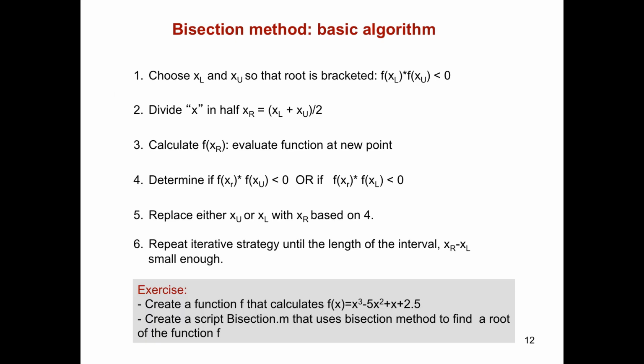The only thing that I would have to do, so basically two things, I would have to define a new function with this, and also I would have to scope what is a good bracket for this function. So I would have to plot the function, or poke around a little to find the values such that f of xu times f of xl is less than zero. I typically need to plot the function. Is that clear? So everybody clear how I would convert this for a different problem?